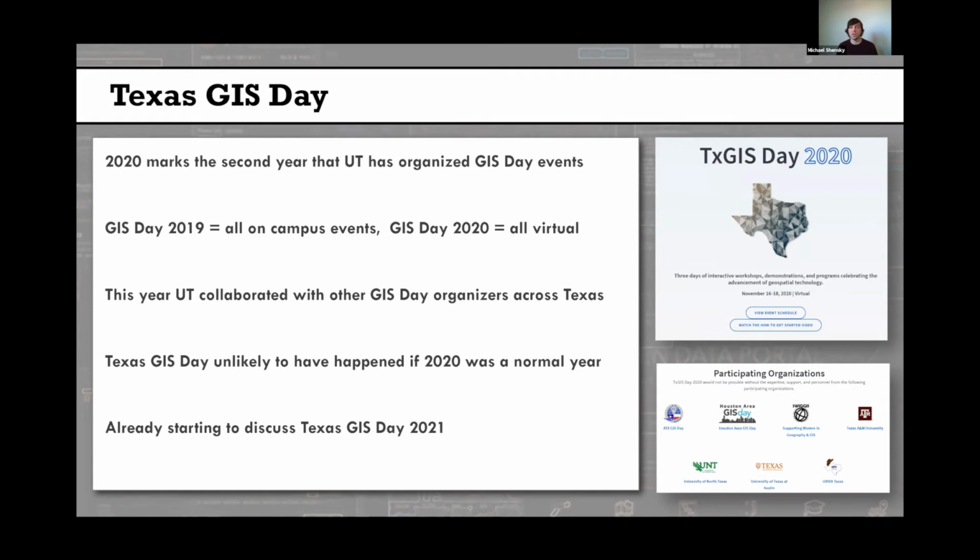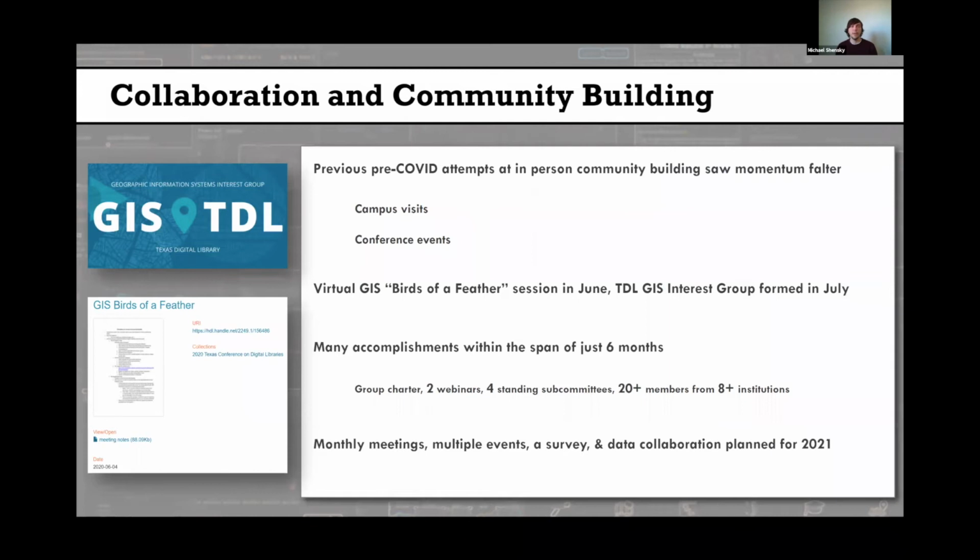And this ended up being really effective. It's unlikely, I think, that this would have happened in quite the same way if 2020 was a normal year and everybody was doing in-person events locally on their own campus or in their own venue. Because everything was virtual, we were able to come together and promote our events and collaborate in this way. And it was a really positive experience. We're already starting to discuss how we can continue to collaborate on a Texas GIS Day in 2021. So these discussions are just starting up now as we look forward to next year.